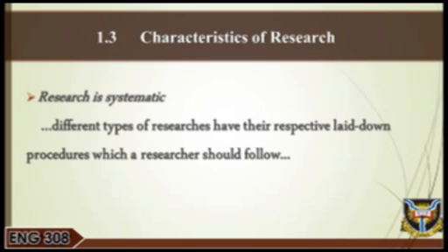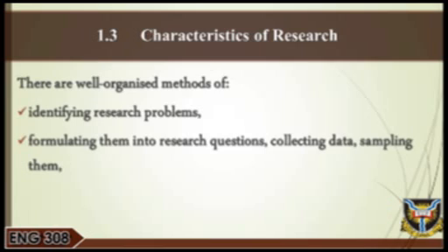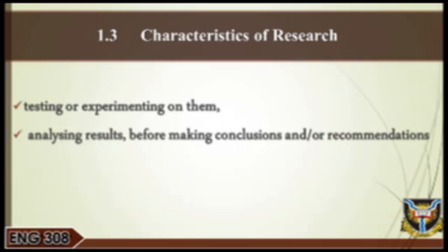Characteristics of research. Research has the following characteristics. 1. Research is systematic. This simply means that different types of research have their respective laid down procedures which a researcher should follow to arrive at an acceptable conclusion. There are well-organized methods of identifying research problems, formulating them into research questions, collecting data, sampling them, testing or experimenting on them, analyzing results before making conclusions and or recommendations. The idea here is that the preceding stages have to come before the succeeding stages. For example, data have to be collected and sampled before they are subjected to the stage of experimentation or analysis.